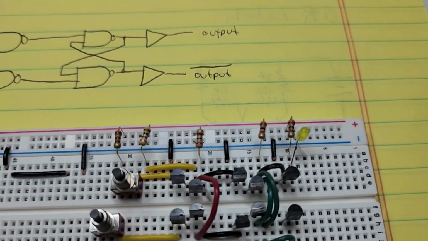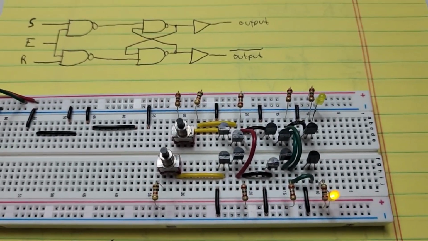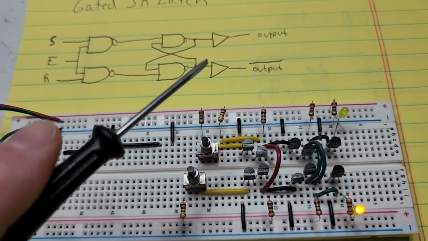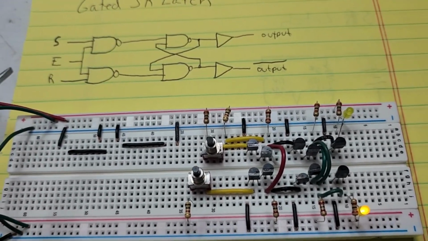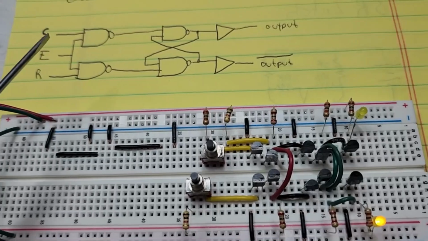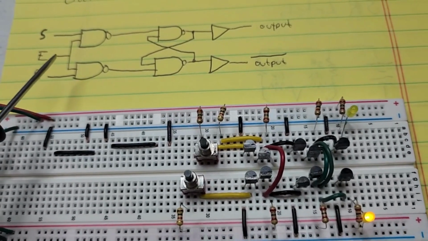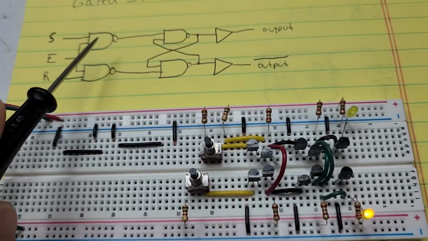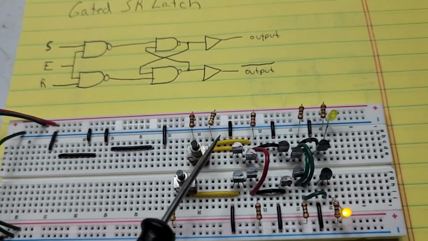Let's turn the power on. And so it's going to do kind of the same thing. I can set a bit and reset a bit, but I have these extra NAND gates. So unless this enable is high, these are never going to work. So I tied these 2 together to an enable pin.